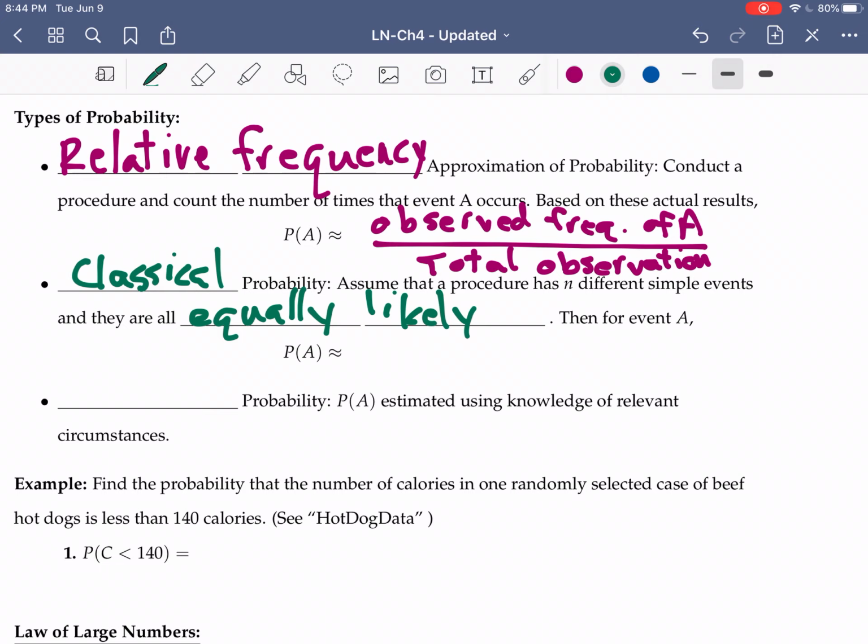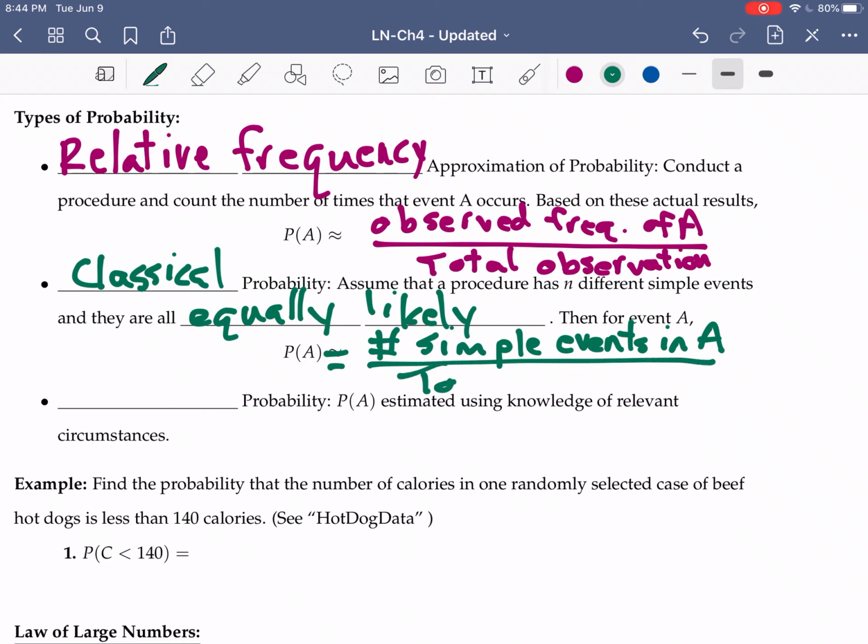In that case, the probability of A is equal to the number of simple events in A divided by the total number of simple events. Now, that total number of simple events, as we saw on the last page, we would call the number of things in the sample space. The sample space consists of all possible simple events.